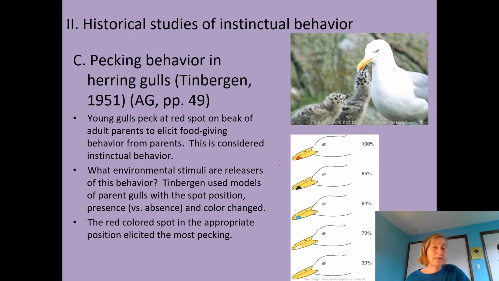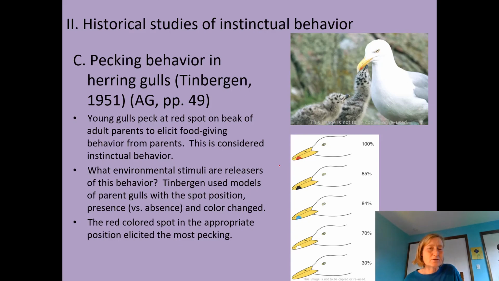And what happens when they have young is that the herring gulls will go find some food for the young. They'll bring it back, and they have it kind of swallowed, and they're holding it. And what the young gulls do is they peck at the red spot on the beak of the adult parents, and that triggers the parents to feed the young. It triggers food-giving behavior in the parents. It's considered instinctive.